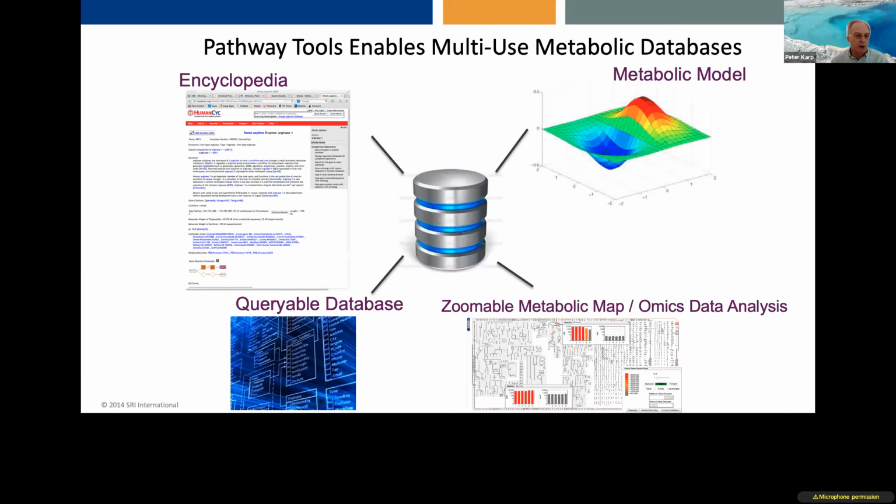And another way to look at Pathway Tools and BioCyc is that once you create a pathway genome database with Pathway Tools, it becomes a multi-use database that can be mounted on your website as an online encyclopedia for an organism. It can be queried computationally. We can derive metabolic models from the database, and we can create zoomable metabolic maps and omics data analysis tools from the database. But the database is really at the core of all these functions.